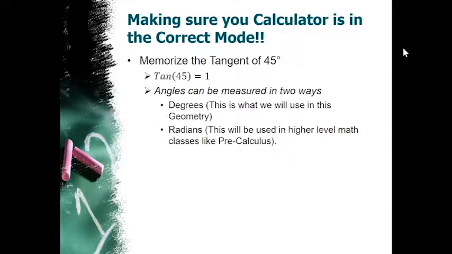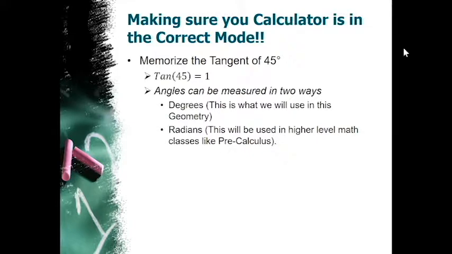So what I ask is that you memorize one of your trig functions, and that trig function I ask you to memorize is the tangent of 45. The tangent of 45 is always going to be equal to 1 with no decimal afterwards. It's a nice, perfect, easy one to remember. A lot of the rest of them are irrational numbers. There's a couple that are not, but most of them are irrational. Tangent 45 is probably the cleanest one you could come up with.